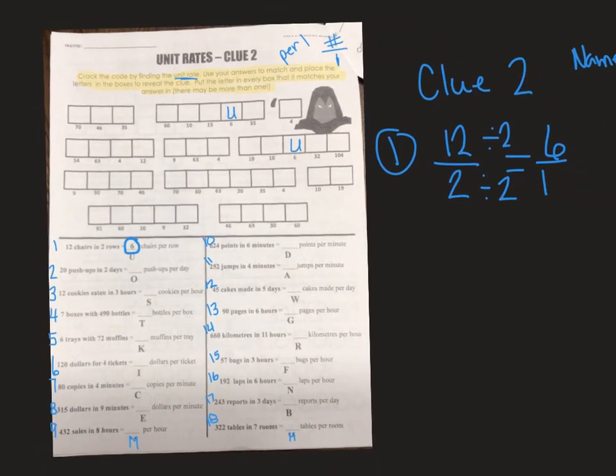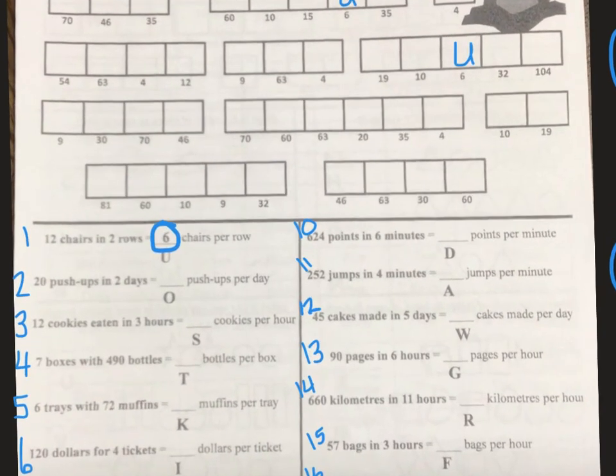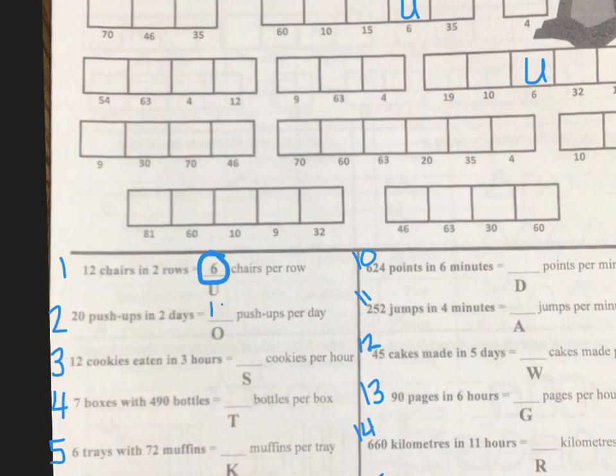So number 2, your work is going to look almost the same, just with different numbers. They're giving us the ratio of 20 push-ups in 2 days. So that ratio is 20 over 2. Again, I need to get that 1 on the bottom to make it a unit rate. In order to get 2 to become a 1, I divide it by 2. Whatever I do on the bottom, I do on the top. And 20 divided by 2 is 10. So my answer for number 2 is 10. They are doing 10 push-ups per day. And the letter that goes with that one is O.